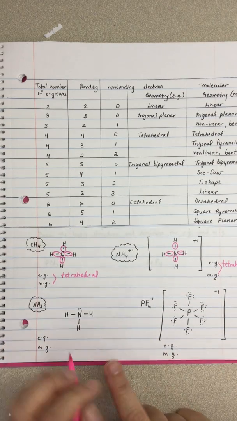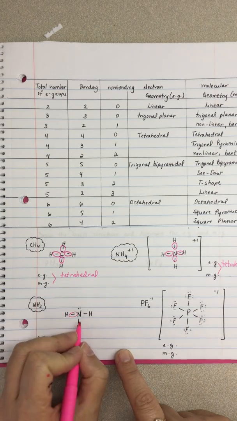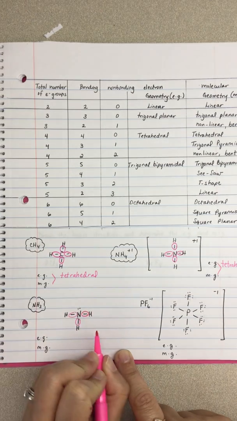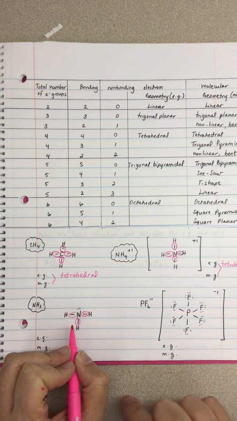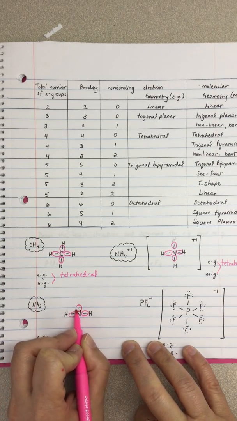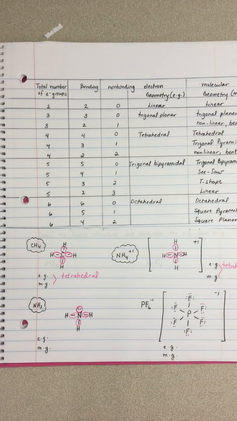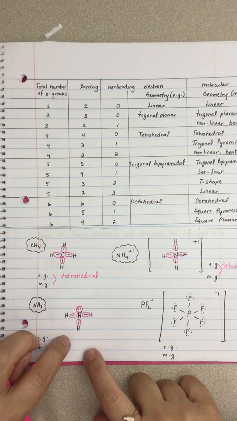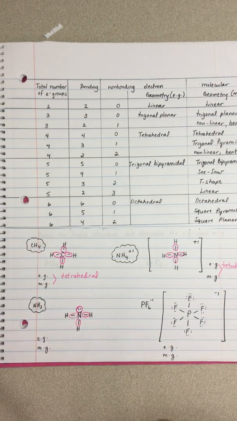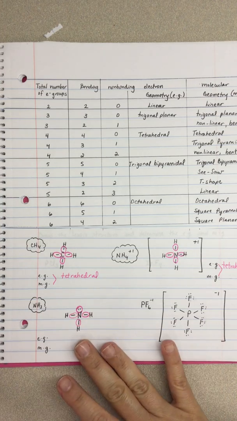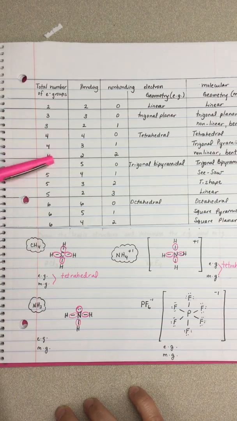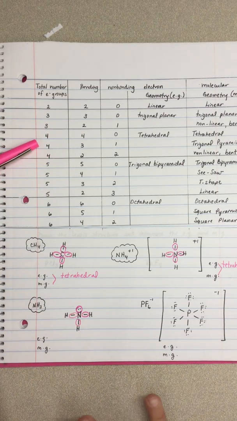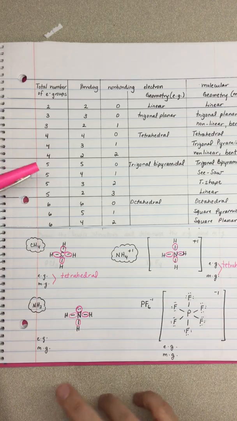NH3, I have 1, 2, 3 single bonds. Each one counts as one electron group, and I have one lone pair of electrons right there, which is counted also as one electron group. So for NH3, you have now a total of 4 electron groups. So we're still looking at the same part of the table where you have a total of 4 electron groups.